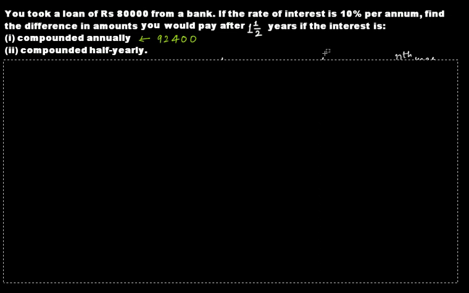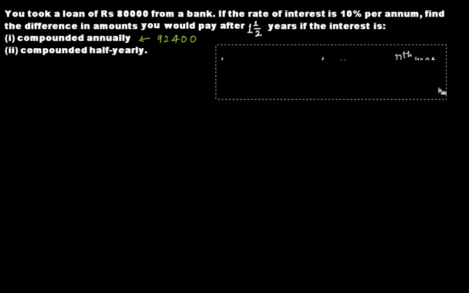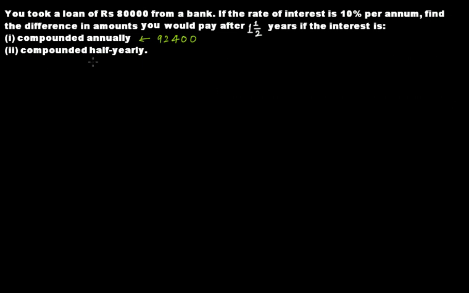Now the next part is when the interest is compounded half yearly. When the interest is compounded half yearly, it means that if you look at this 1.5 years, what is this 1.5 years? This is actually 18 months.